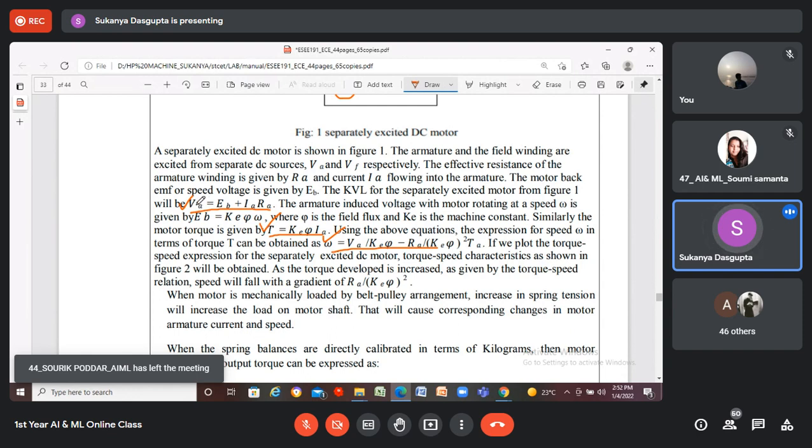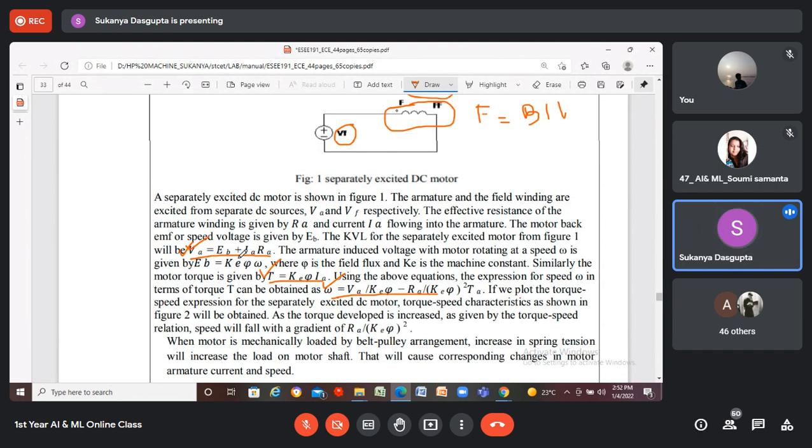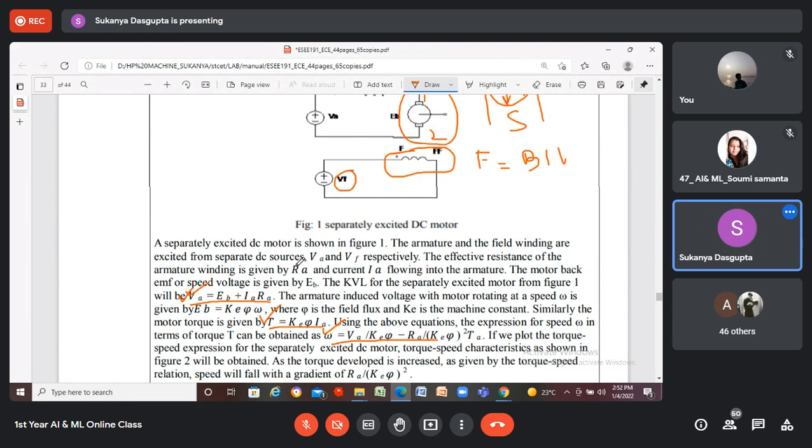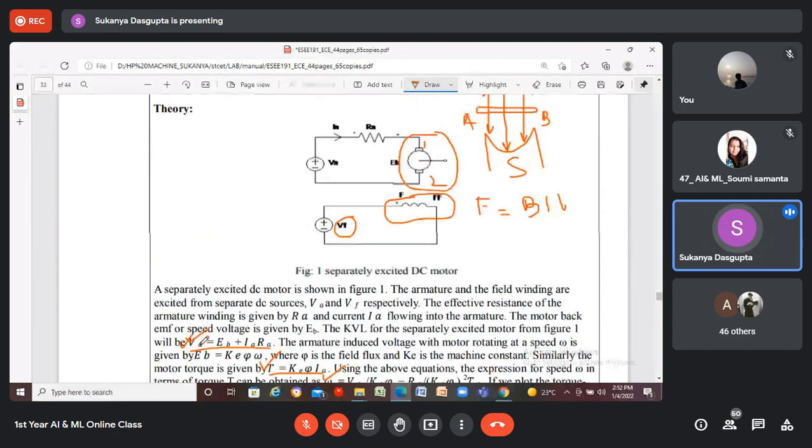And look at this equation. This is called the EMF equation of the DC motor or DC machine. That is VA equals EB plus IA RA. Here VA is called the armature voltage, IA the armature current, RA the armature resistance. And what is this EB? EB is called the back EMF, the motor back EMF.